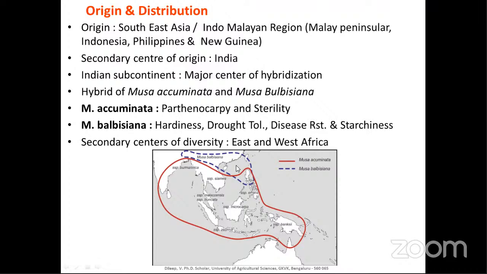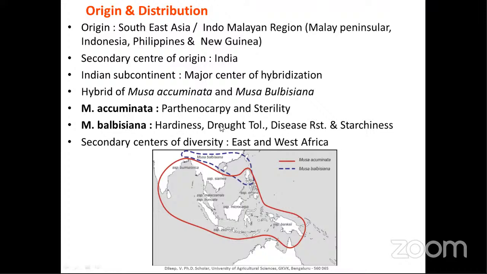So here we have three points that should be clear. Origin: this Indo-Malayan or Southeast Asian region. The major center of hybridization is the Indian subcontinent. Secondary centers of diversity are East and West Africa. And the secondary center of origin is India. Okay. And also the contribution of acuminata and balbisiana.